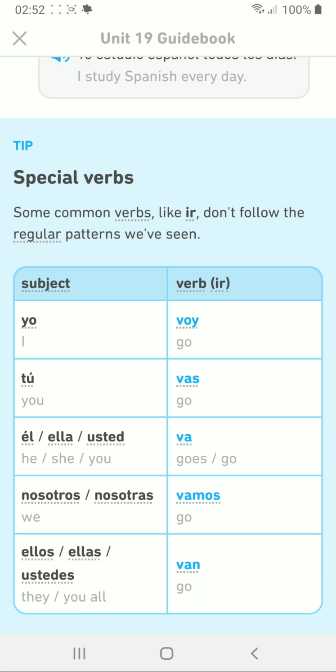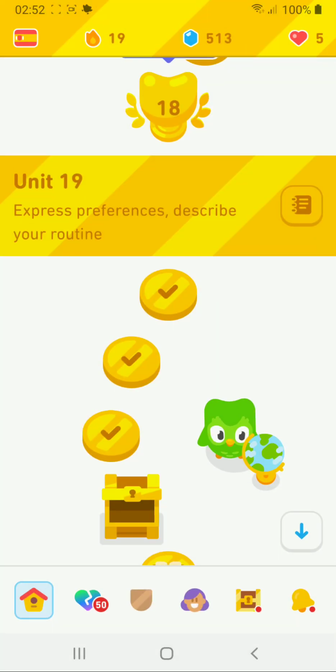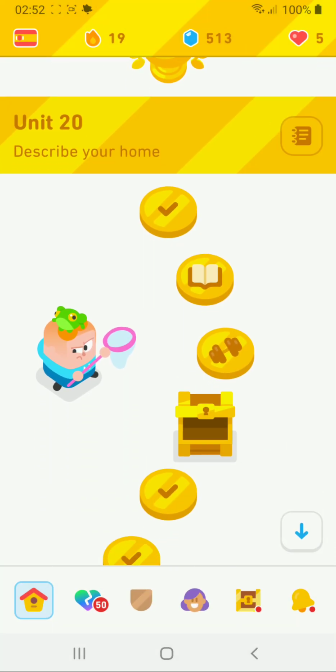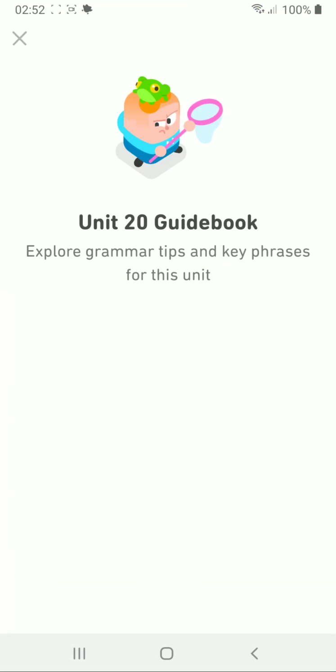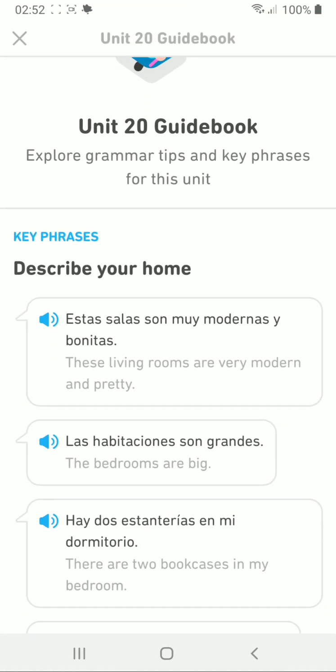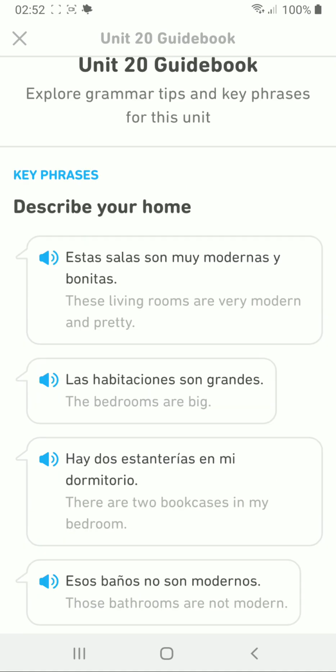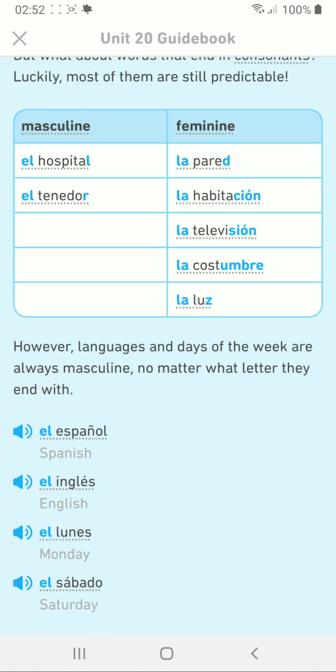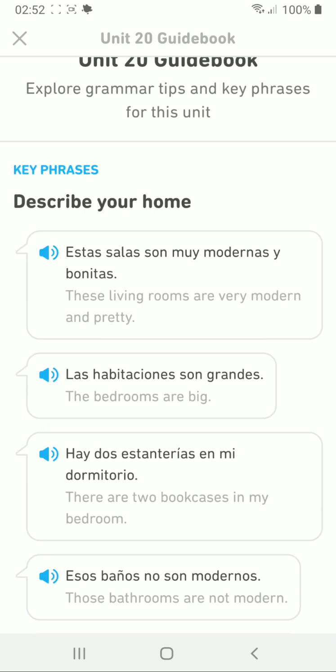So, I'm going to. Alright guys, this is the end of unit 20. We have a last unit and then I will be very happy. Let's see, describe your home. That's the last thing. Let's see how many things we have here.